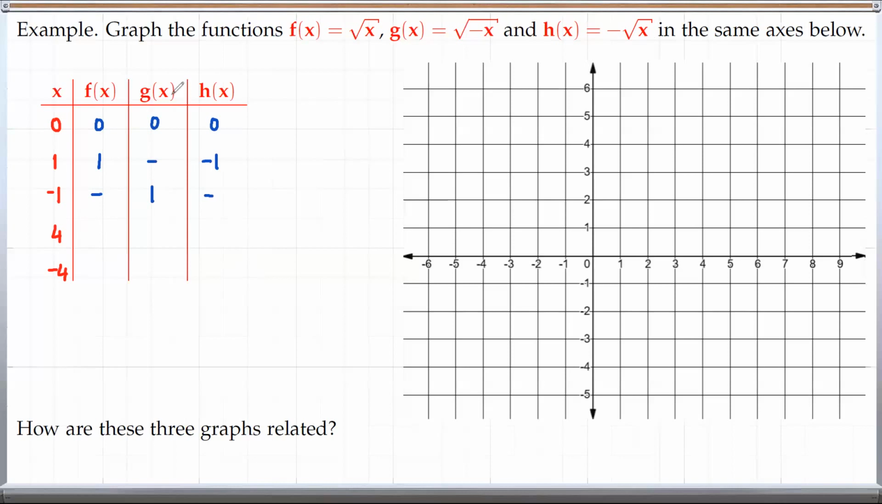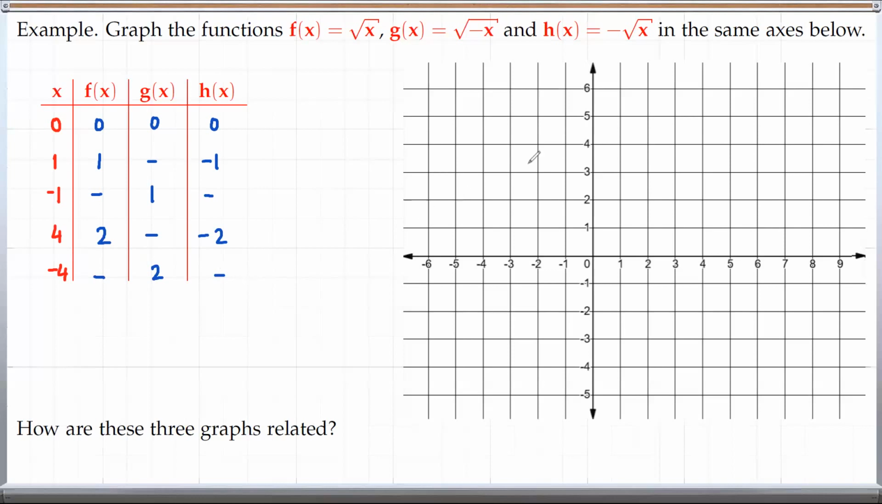When x is 4, f of x will be square root of 4, which is 2. G of x will be square root of negative 4, which is not defined. And h of x is negative square root of 4, which is negative 2. When x is negative 4, f of x is square root of negative 4, which is not defined. G of x is square root of negative 4, which will be 2. And h of x is negative square root of negative 4, which is again not defined.